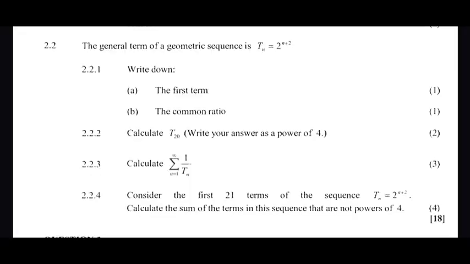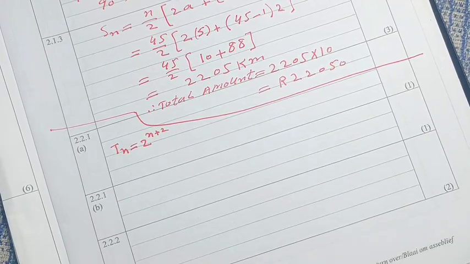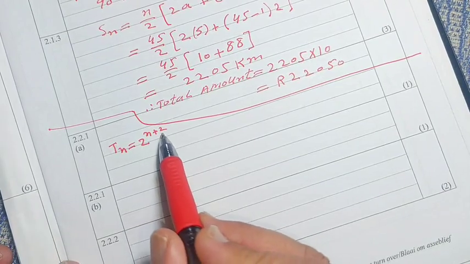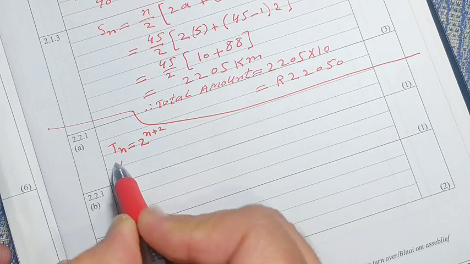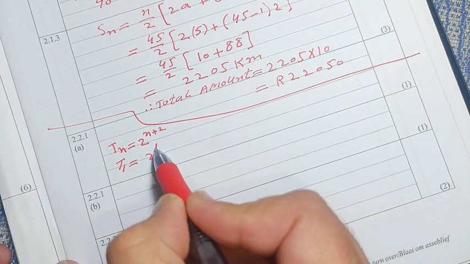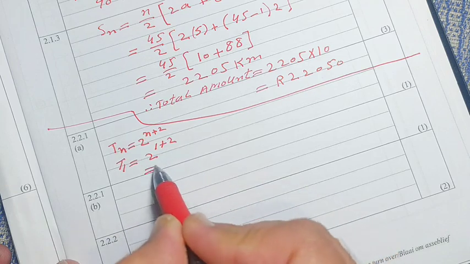The general term of a geometric sequence is Tn is equal to 2 power n plus 2. So the first question, write down part A, the first term. So Tn we have 2 power n plus 2. So we need to find the first term. So which means T1 is going to be 2, in place of n I'm going to write 1 plus 2. So 2 power 3, the answer will be 8.